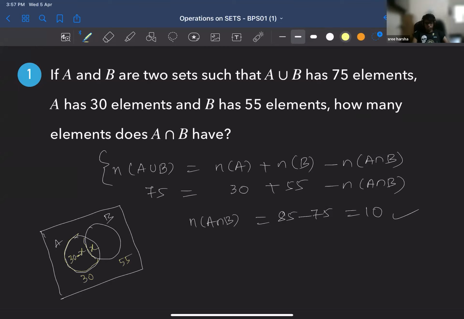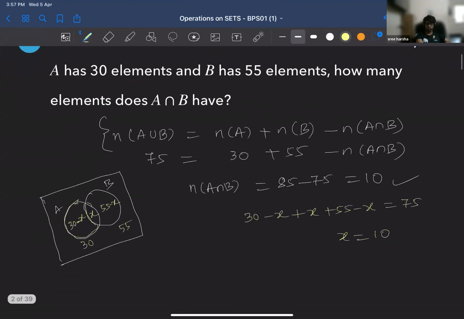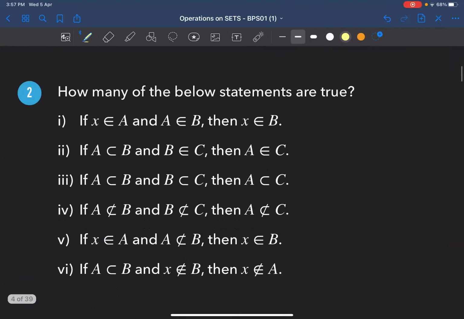Yes. And the remaining region of B will be 55 minus X. So if you add all those three numbers, 30 minus X plus 55 minus X is equal to 75. So from here also you'll get X as 10. Very nice. So try this one.